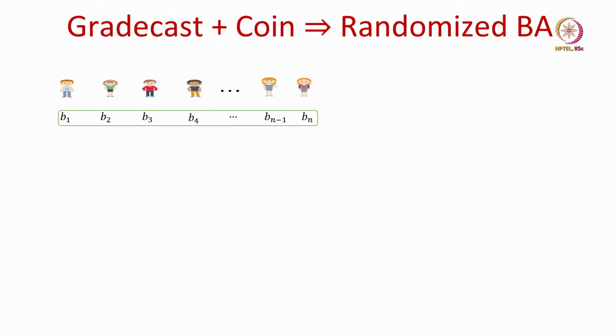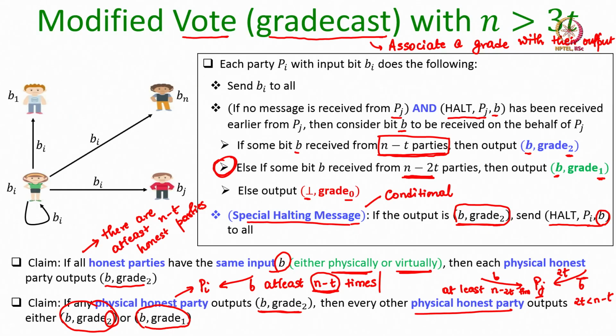So, these are the two claims regarding the Gradecast. If all the honest parties have the same input, then every honest party who is present, who is still running the code physically, will output b with the highest grade, and if someone outputs a bit with the highest grade, then everyone else will output the same bit either with grade 2 or grade 1.